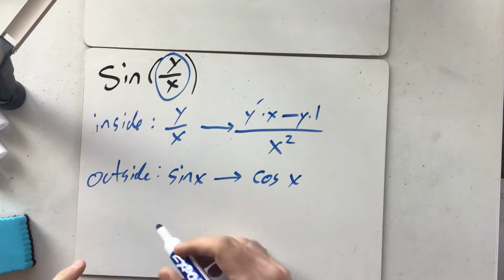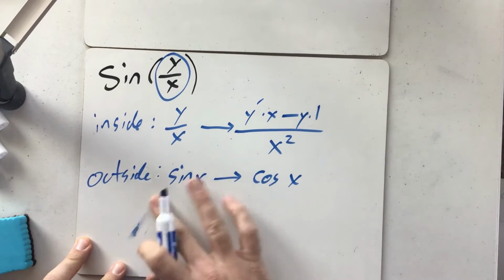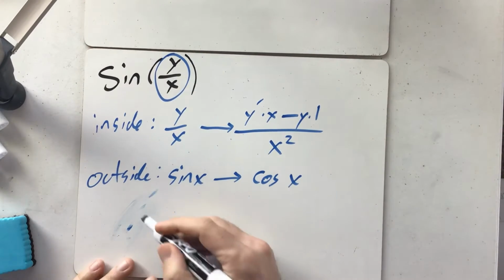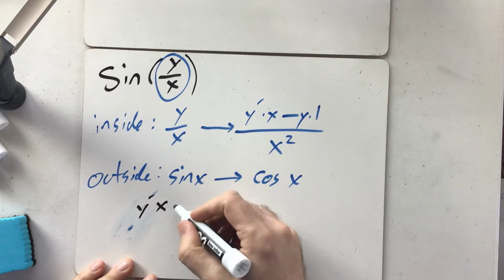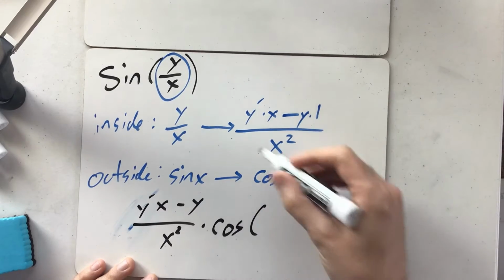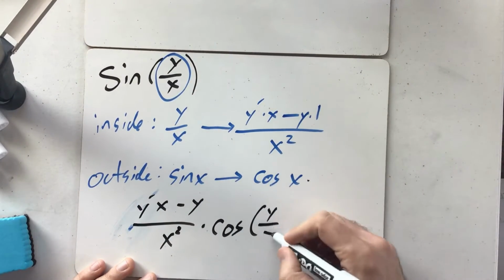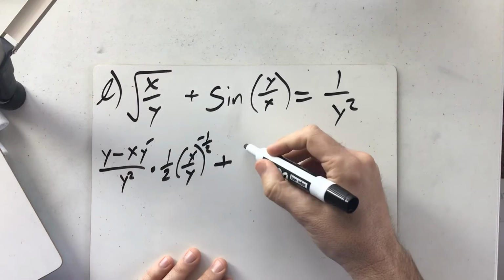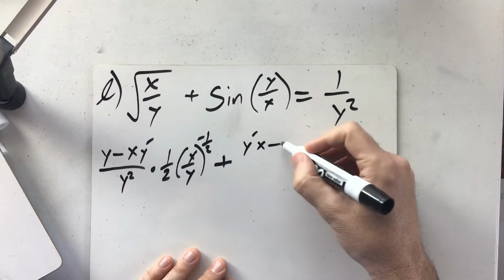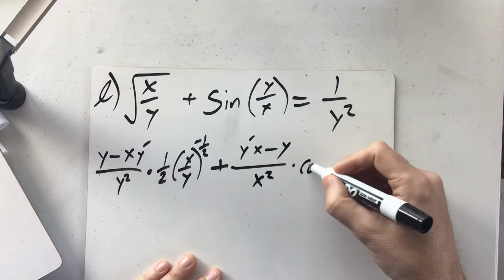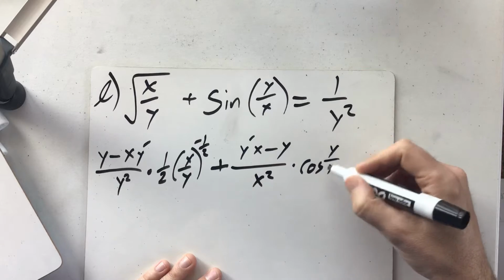So what's our answer going to be? Well, our answer is going to be the derivative of the inside, which is y prime x minus y divided by x squared times cosine, and then you have to put the inside back in, so cosine of y over x. So this is what we get for that second part. So let's write it down. Y prime x minus y, all divided by x squared times cosine of y over x.